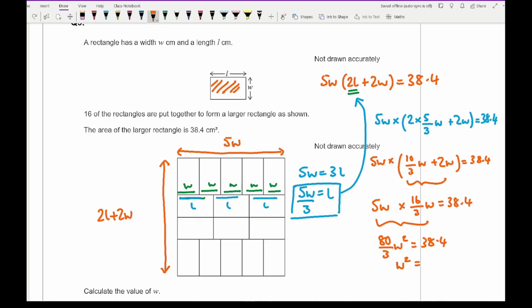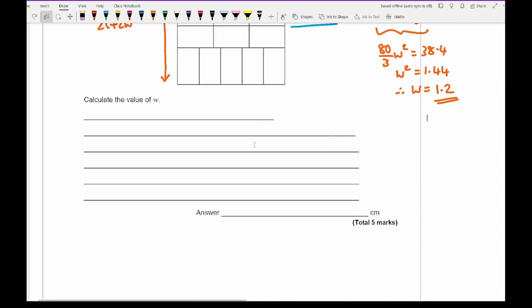So then if I take that 80 over 3 over to the other side by dividing, 38.4 divided by 80 over 3, I get an answer of 1.44. So then square root that, and I get an answer of 1.2. And there is my final answer for w.